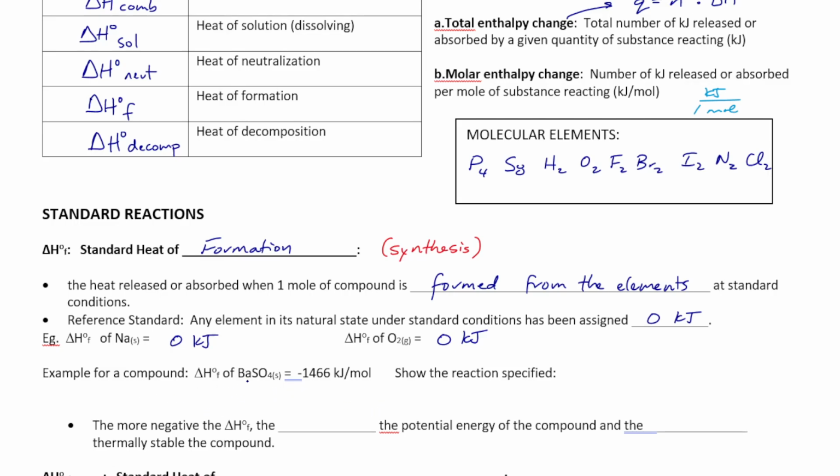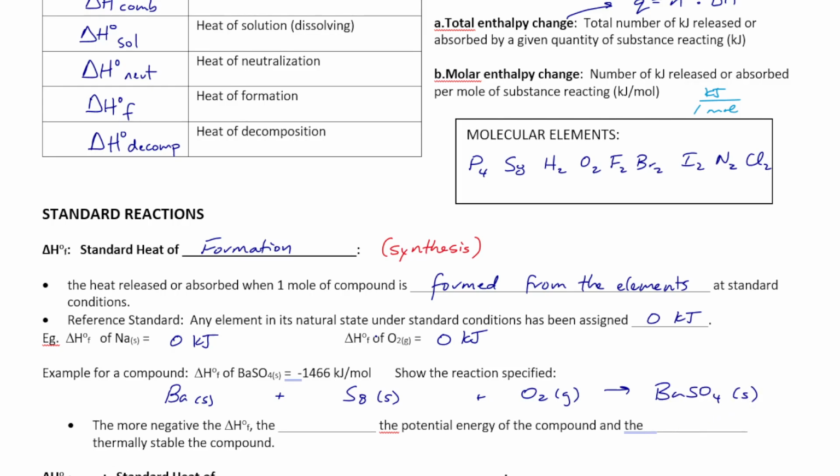When we have a formation reaction, we have a heat of formation, and that's the amount of heat released for every 1 mole of compound formed. So it says, show the reaction specified. So a formation reaction of barium sulfate would look as follows. We have solid barium reacting with, and leave some space so you can put in the coefficients after, sulfur, reacting with oxygen gas to form barium sulfate solid.